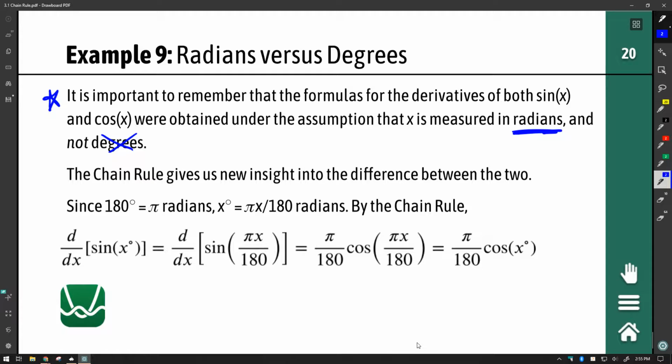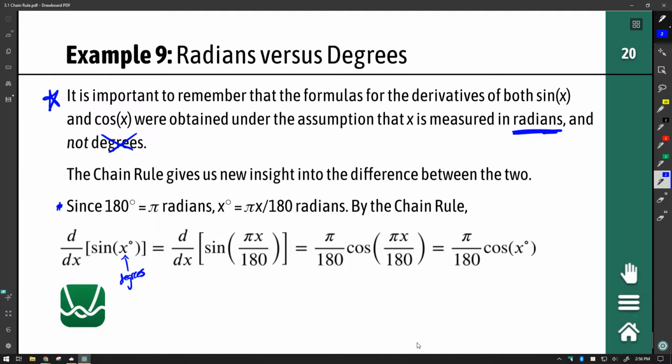And the chain rule allows us to see why that's the case. Because 180 degrees is the same as pi radians, we know that x degrees would then be pi over 180 times x radians, or pi x over 180 radians. So if we substitute that in place and use the chain rule, the derivative with respect to x of sine of x, so this is degrees, would now be the sine of pi x over 180.